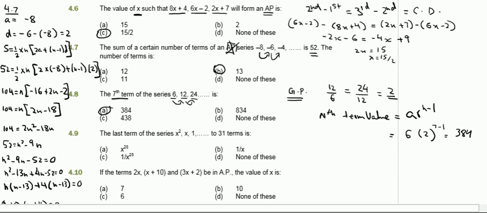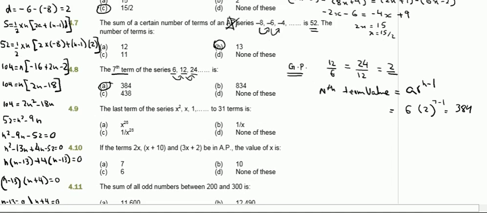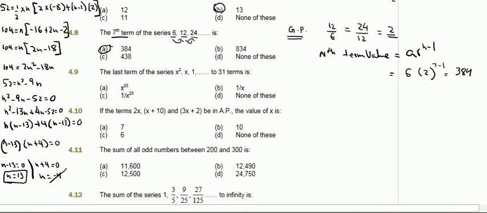4.9. The last term of the series x square, x, 1 to 31 terms is, again it is a geometric progression. Just to prove it, if we divide the second term by our first term, it will be 1 over x, and if we divide the third term by second term, it will also be equal to 1 over x. So this is a geometric progression.